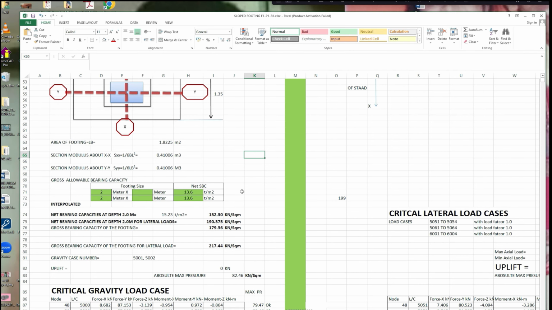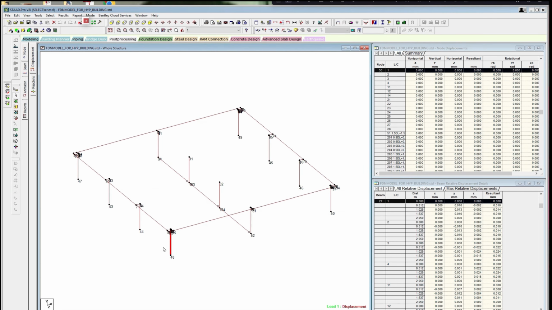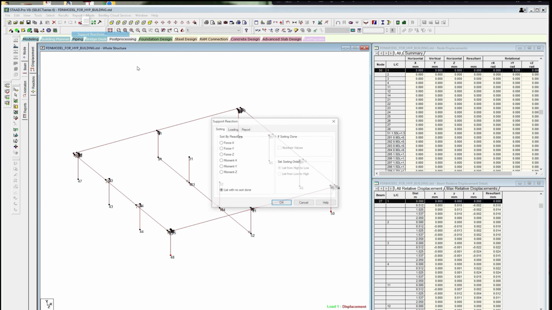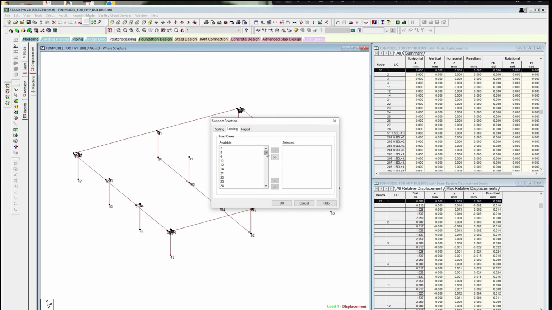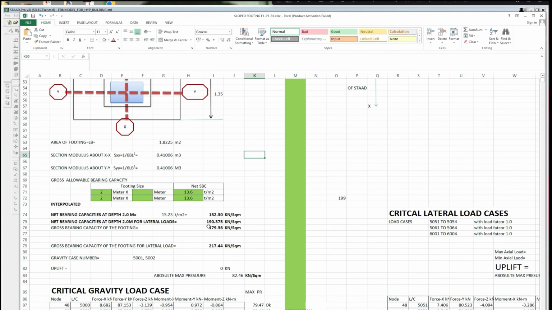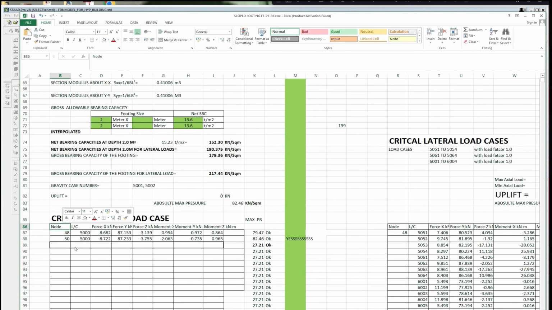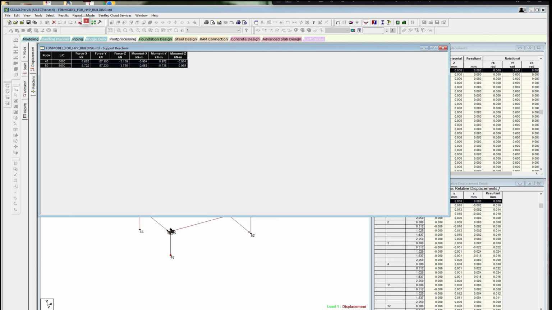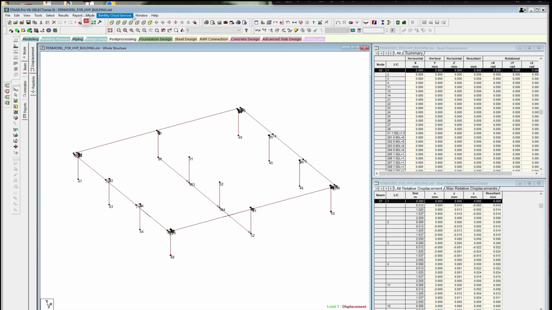So let us now look at this. This is our foundation model. This is node number 48 and 50. Go to post processing, report, support reaction. First we have to take the gravity load case. Okay, let us paste it. Paste, and then we have to take the lateral load cases also.